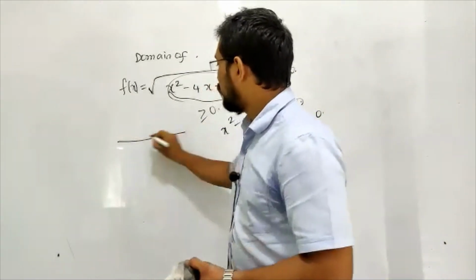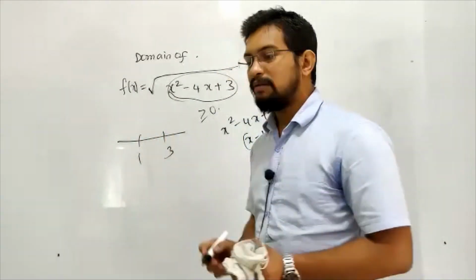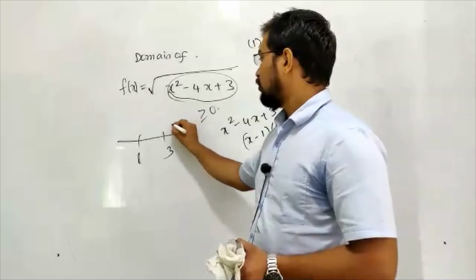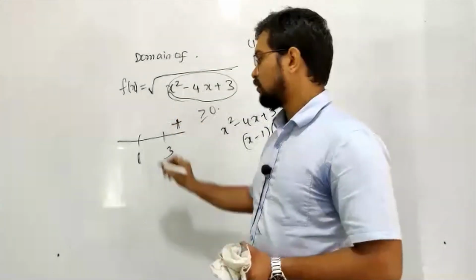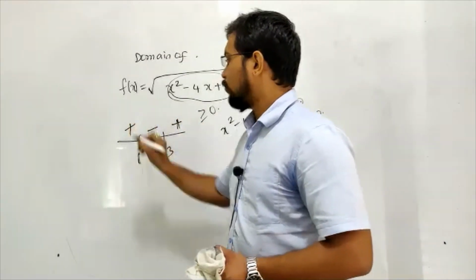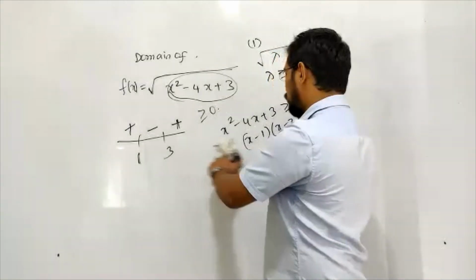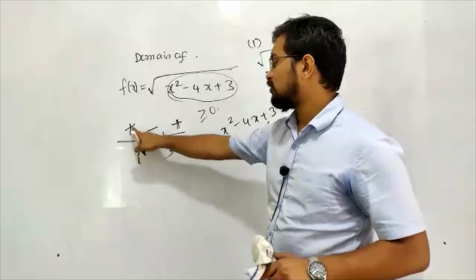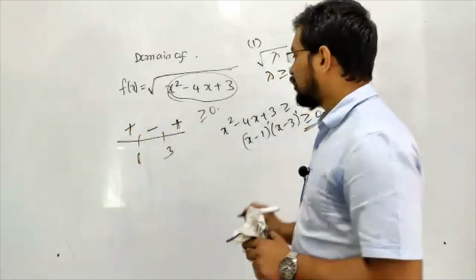Take a wavy curve with 1 and 3. You have already learned the wavy curve. This is 1 and this is 3. Positive, negative, positive. Powers are odd at this point, change the sign. They're asking you greater than or equal to 0.